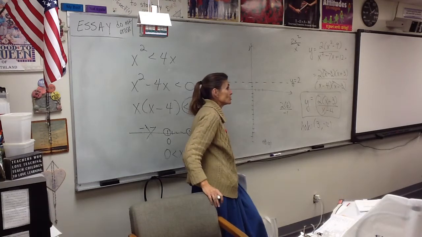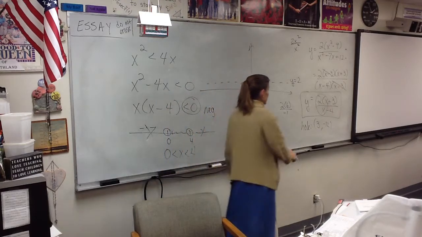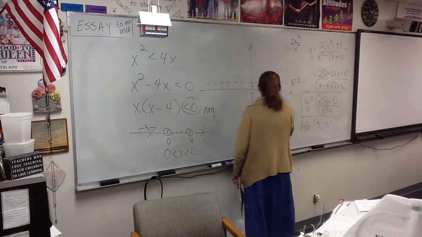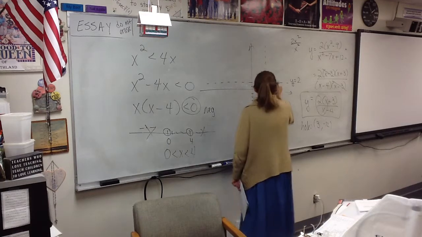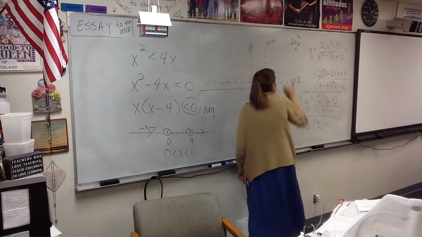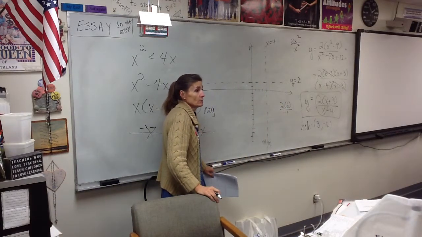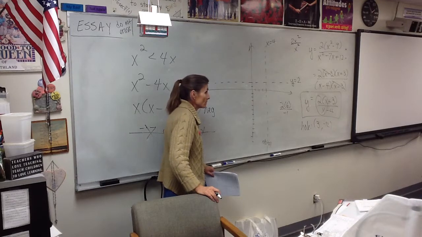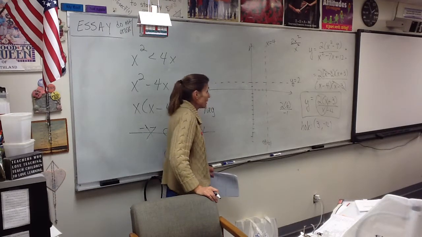All right, what else do you see? The vertical asymptote. That's what I meant. It is where x equals 4. Because, kids, the denominator can't be 0. So x can't be 4. So far, so good. Now what?